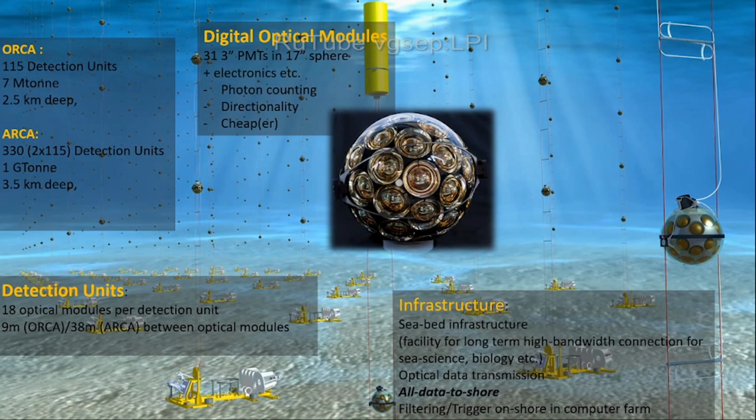Besides that, we need a lot of infrastructure. We need cables on the floor for optical transmission of our data. We need to get power there. We actually transfer all photons we record to shore via the optical connection, and that's where we do the filtering, the triggering, and the reconstruction. We call this all data to shore.